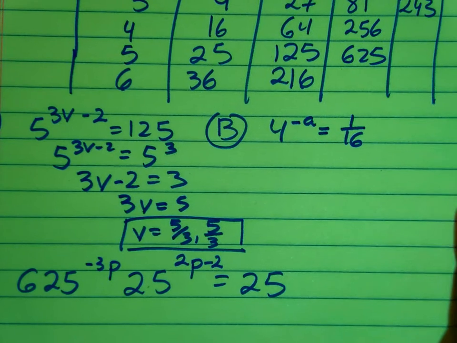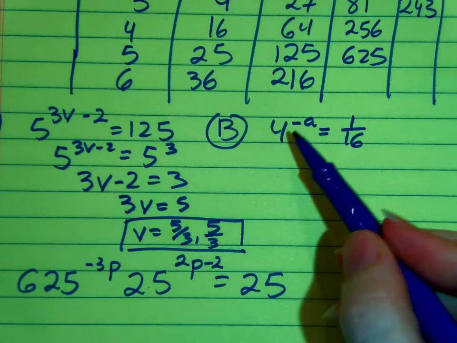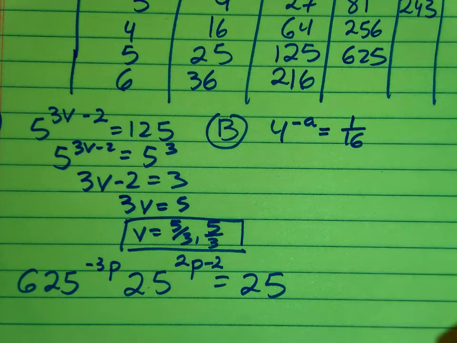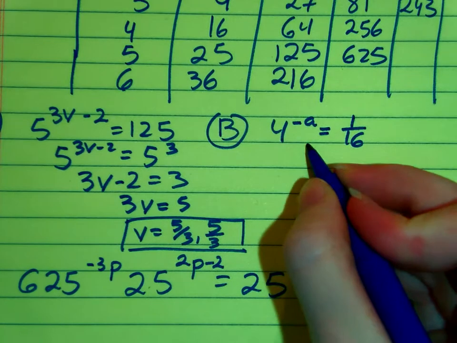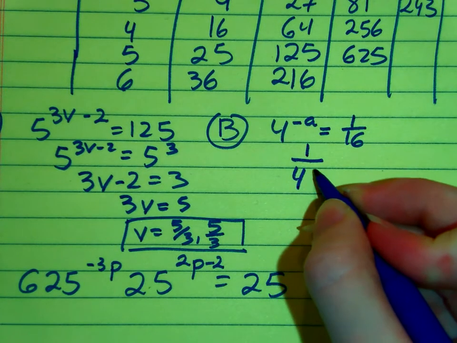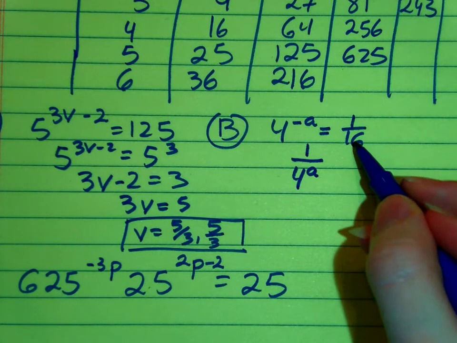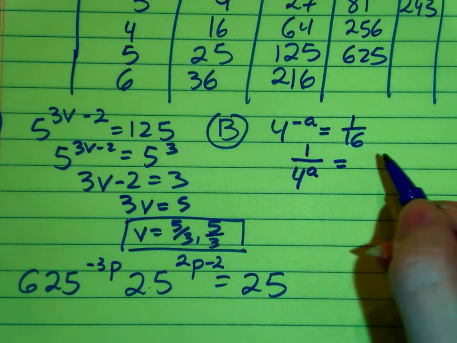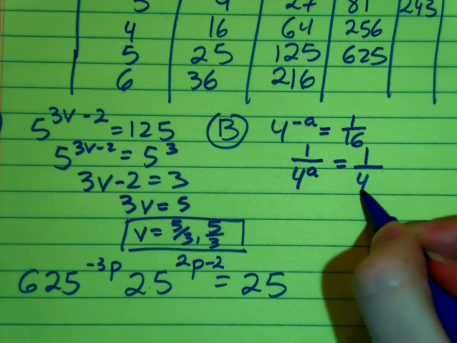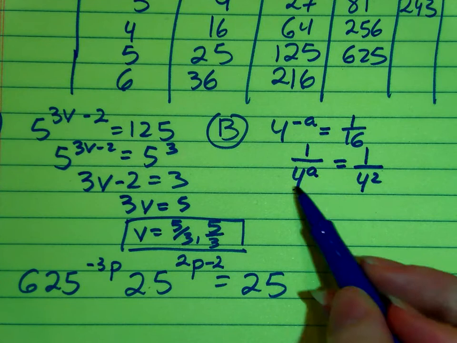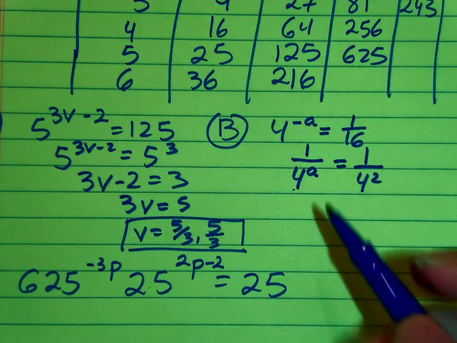Alright, next one. Let's say I have 4 to the negative a power equals 1 over 16. Now what do I already know about negative exponents? They become fractions. So this is really 1 over 4 to the a equals 1 over 16. How will I get that to have a common base of 4? Well, I should know 4 squared gives me 16. Now they have a common base.